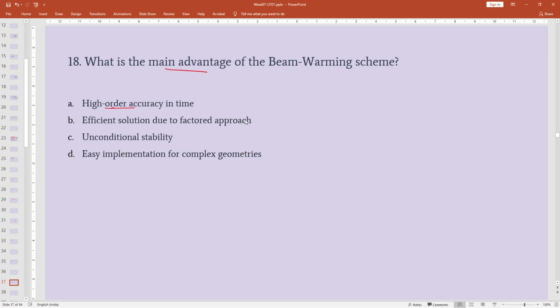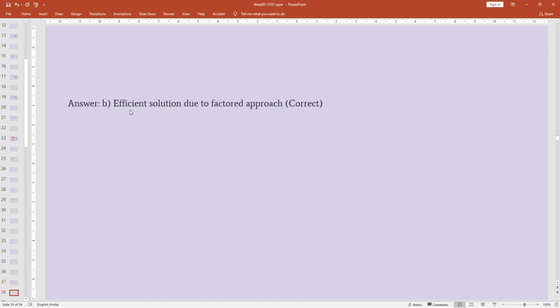In beam warming scheme, we will be splitting up the iteration levels or time steps. Time discretization would be much smaller, or we will be taking intermediate steps in beam warming scheme. So our option is option B. Answer is option B, efficient solution due to factored approach.